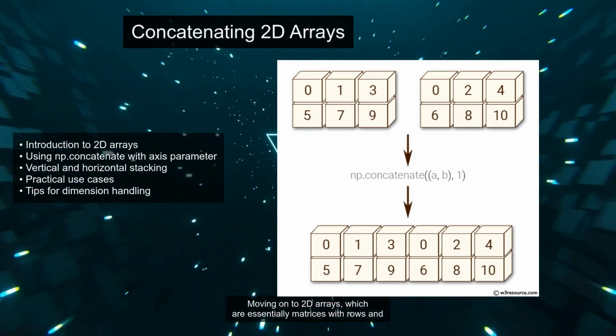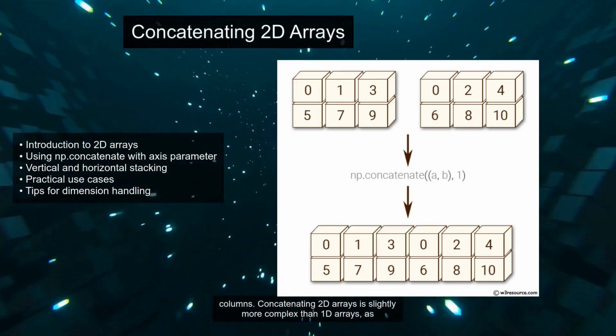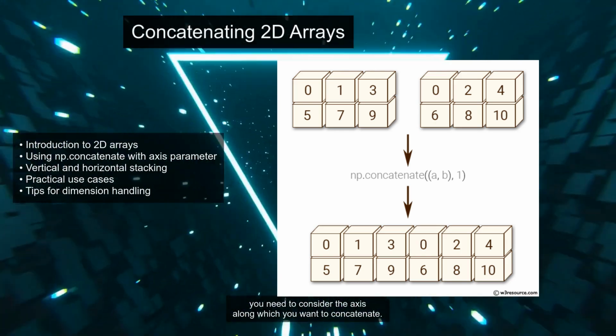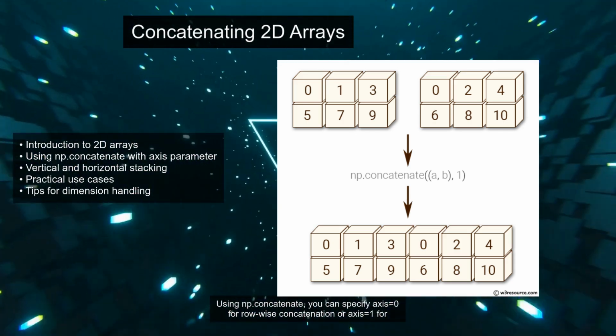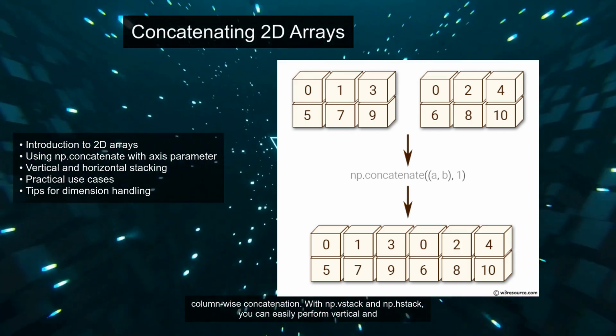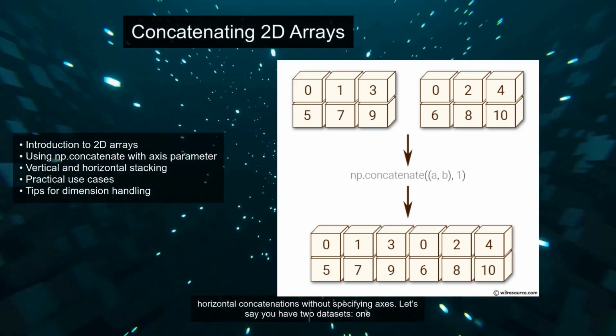Moving on to 2D arrays, which are essentially matrices with rows and columns. Concatenating 2D arrays is slightly more complex than 1D arrays, as you need to consider the axis along which you want to concatenate. Using np.concatenate, you can specify axis equals 0 for row-wise concatenation or axis equals 1 for column-wise concatenation. With np.vstack and np.hstack, you can easily perform vertical and horizontal concatenations without specifying axes.